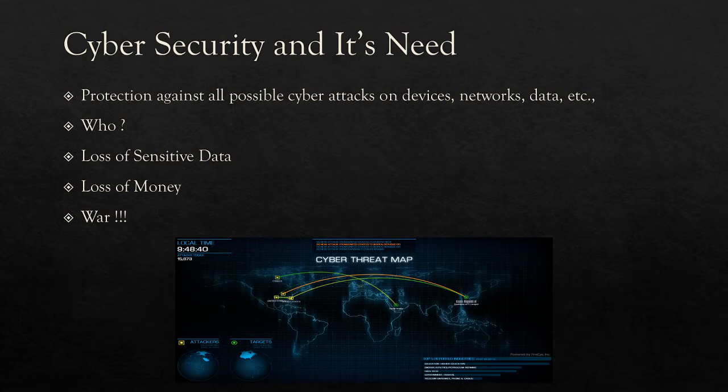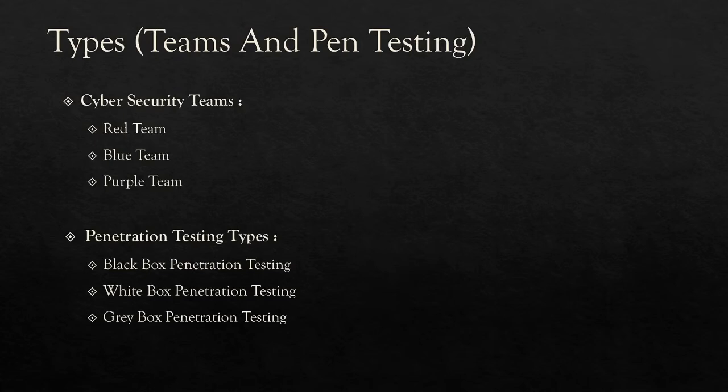Yeah, guys. So, next. Talking about the teams and pen testing. As I said, there are 3 divisions of cybersecurity teams: one is a red team, one is a blue team, and one is a purple team. As I said, I was interested pretty much in red teaming, right? So what does this red team do? It is a set of security professionals who work in a company, a cybersecurity team.